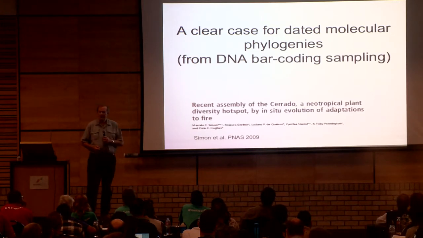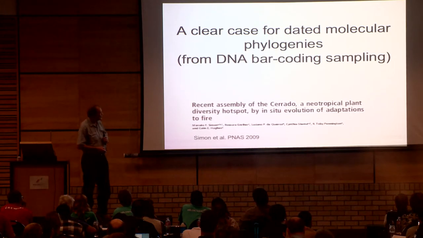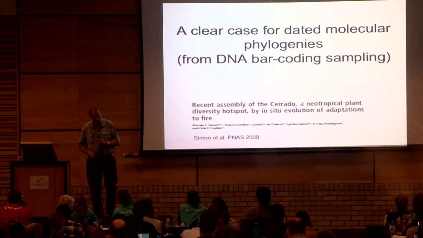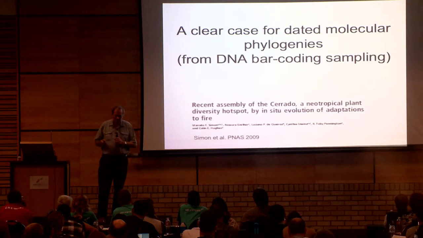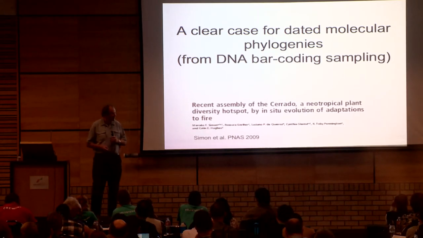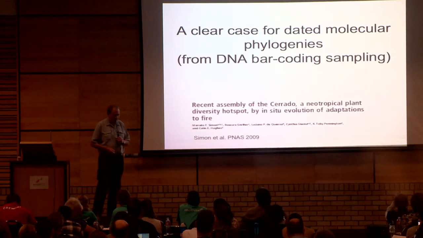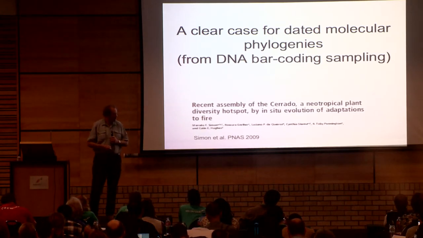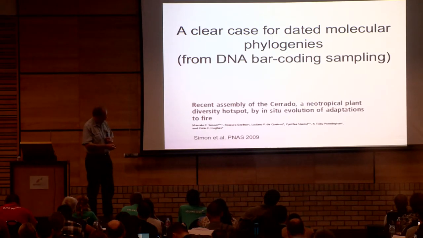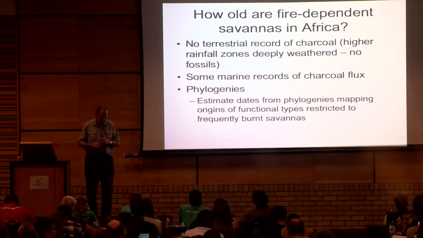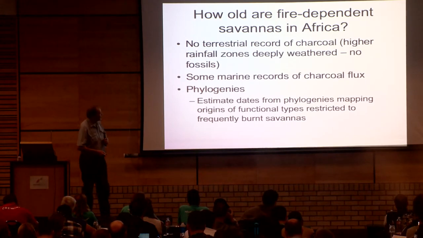So this is a clear case to try and use dated molecular phylogenies to interpret Earth history. And those phylogenies, the first person to do this was Marcella Simon in South America. It's very fuzzy reading here. Sorry, I can't even read it from up here. But they looked at the DNA molecular phylogenies in Brazil, where there are no fossils in these fire-dependent savannas. Dated molecular phylogeny showed very nicely that the savannas had emerged from forests and were fire-adapted, and they gave a date of those fire adaptations. We were inspired by this work. We didn't have the same density of sampling, but we wanted to know what was going on in Africa.